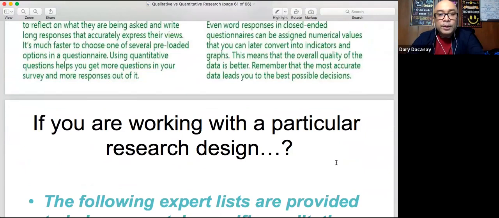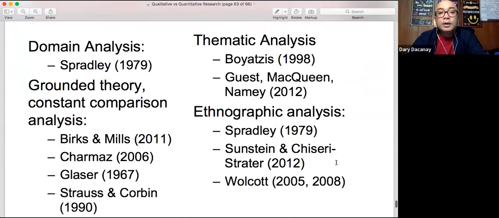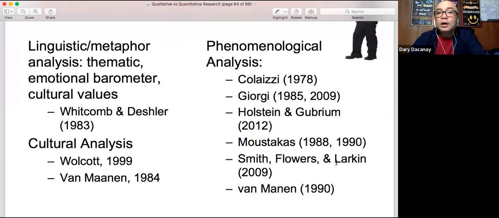So if you are working with a particular research design, the following experts or authors must be studied. So I'm showing you now, which is very important. For example, for grounded theory, you'll be using Birks and Mills, Charmaz, Glaser, Strauss, and Corbin. Focus on ethnography, remember these: Spradley, Sunstein, Chiseri, Strutter, or Wolcott. Okay. Do not forget, Spradley. Now, for phenomenological analysis, the most popular are Colaizzi and Giorgi, Halling and Kerbrium, Moustakas, also Smith, Flowers, and Larkin, and Van Manen. So it's either Colaizzi, Giorgi, or Van Manen that are popular.